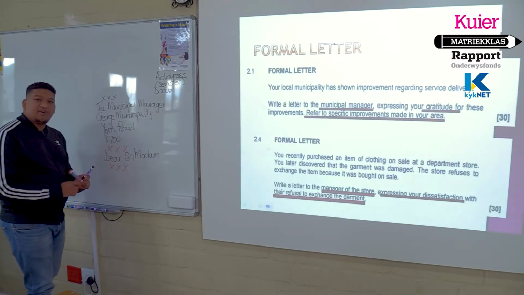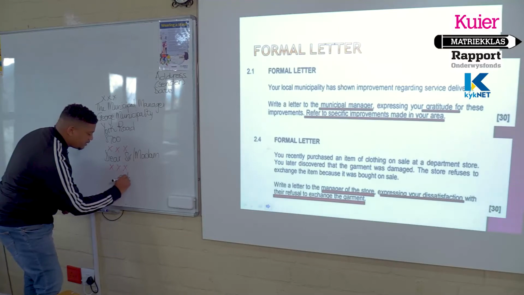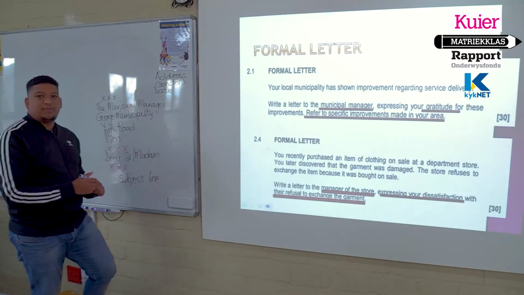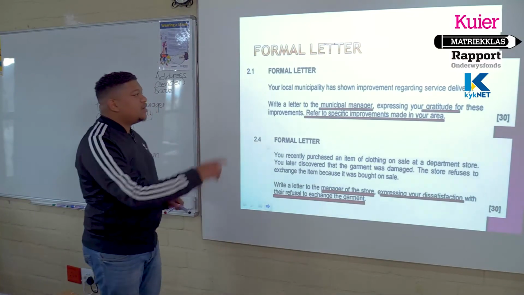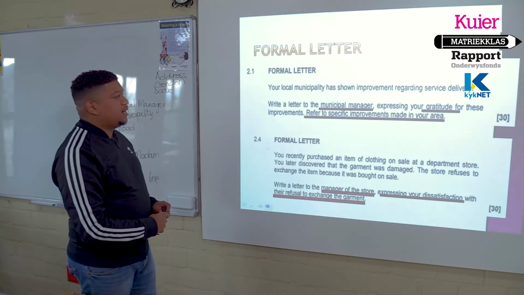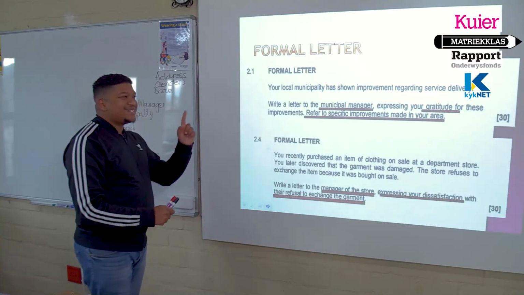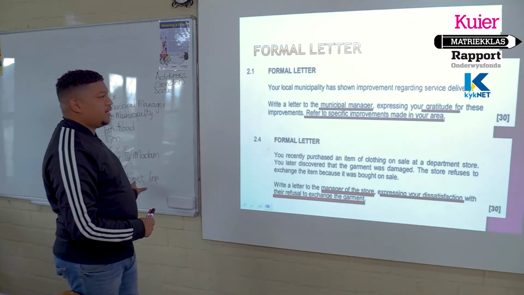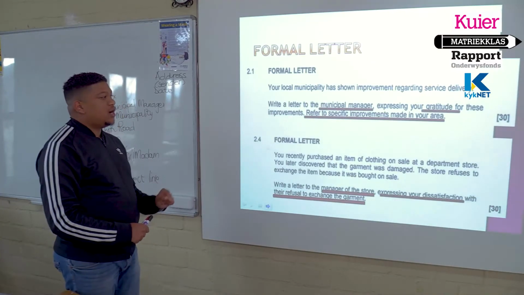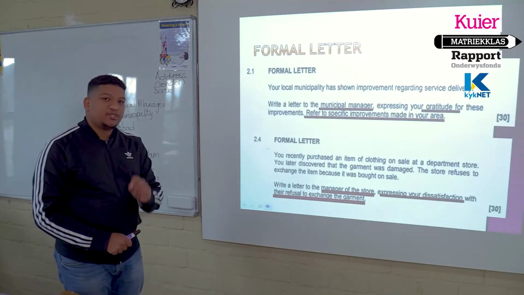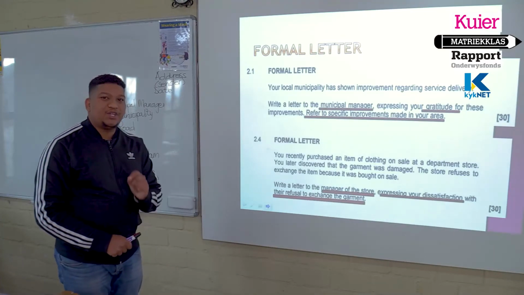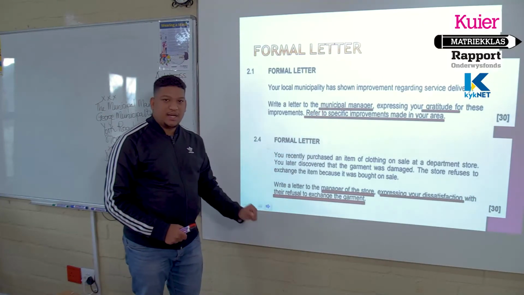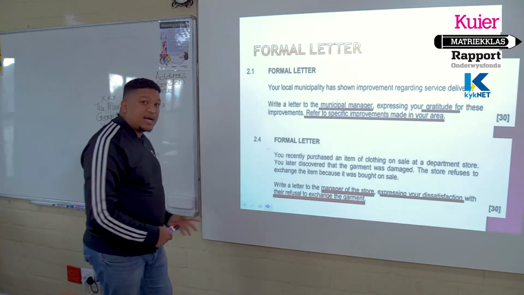And now I need to provide a subject line. Now when I focus on the subject line, I get it from my topic. So let's look at the topic. It says, the local municipality has shown improvement regarding service delivery. Write a letter to the municipal manager, which we noted here already, expressing your gratitude for these improvements. Refer to specific improvements made in your area. So grade 12, I note who I must address it to. That's the first thing. I've done that. That is in my format.